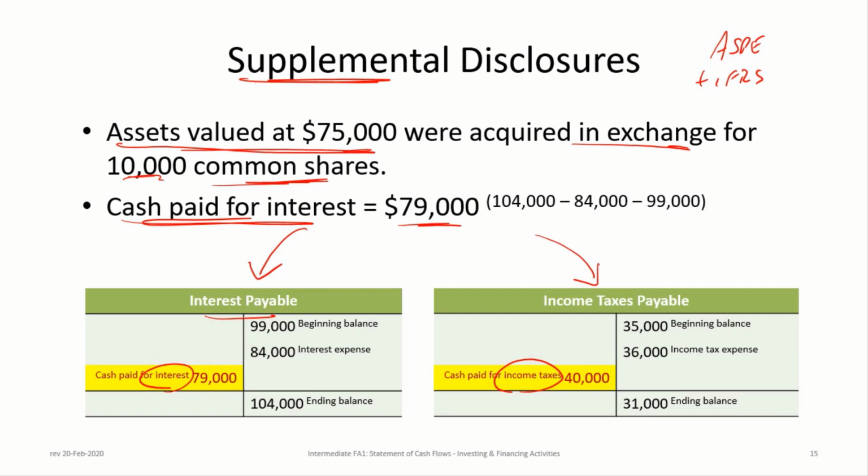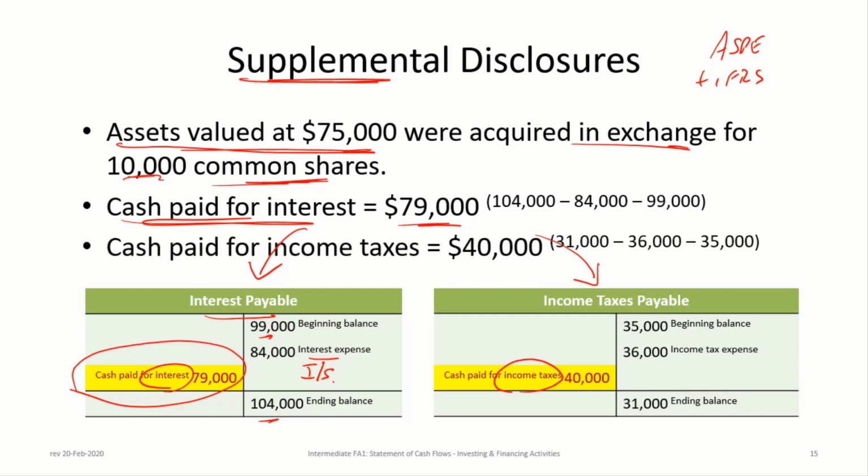For our interest payable, we have a beginning balance of $99,000, an ending balance of $100,000, and from the income statement, we have interest expense of $84,000. So reconstructing that account gives us $79,000 for cash paid for interest. And then last, cash paid for income taxes of $40,000.